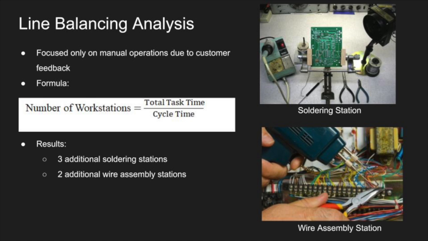I also conducted a line balancing analysis to improve the assembly process efficiency. I only focused on manual operations instead of automated equipment. I calculated the number of workstations required by taking the total work content time divided by the cycle time. The results included adding 2 workstations for hand assembly and 3 workstations for soldering.